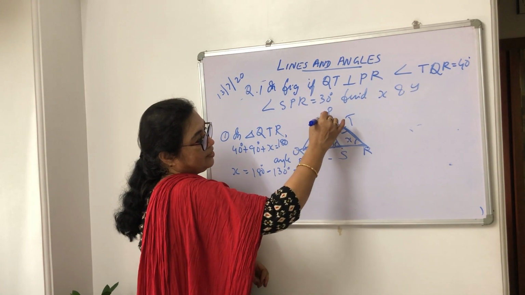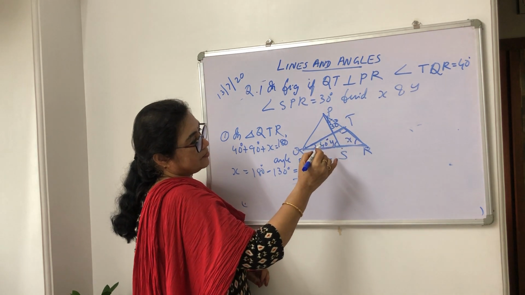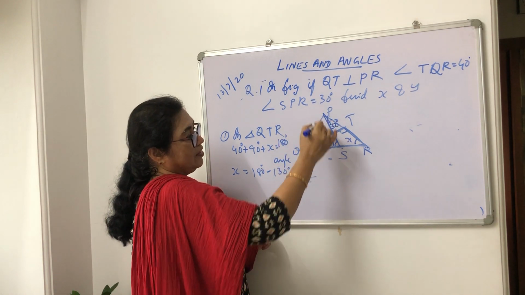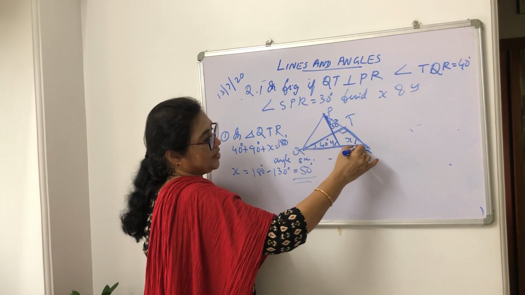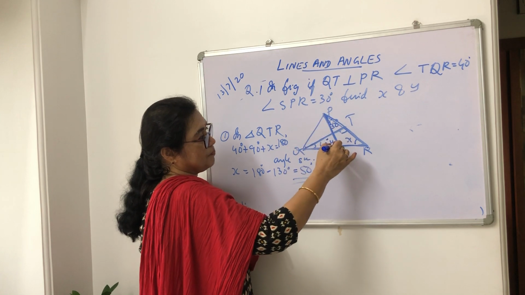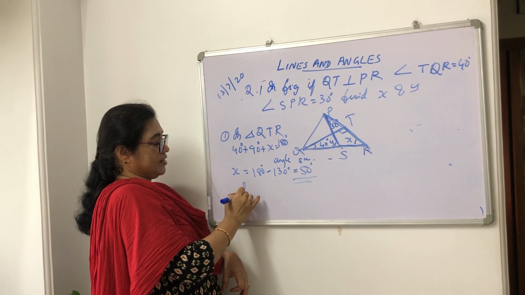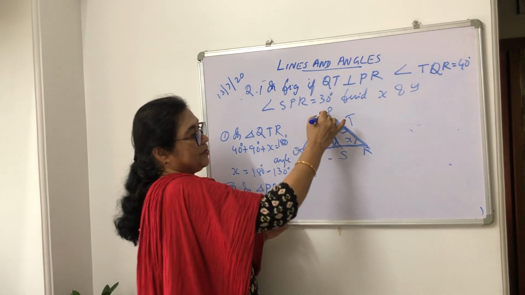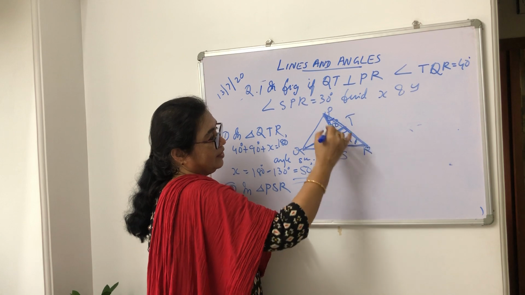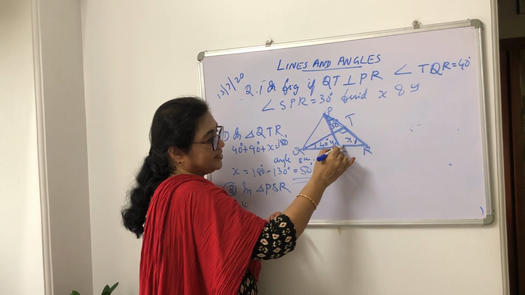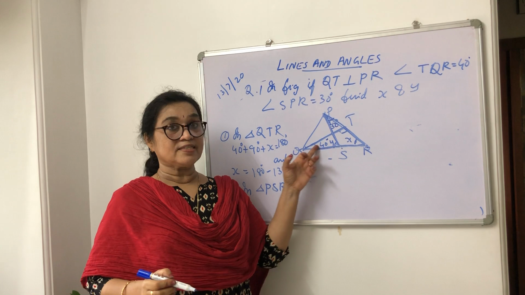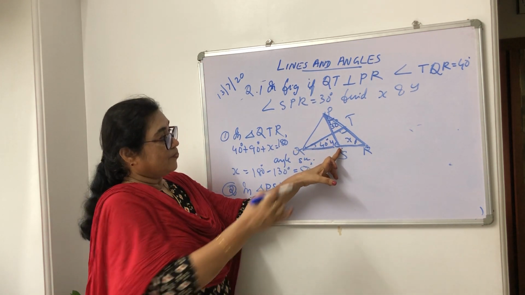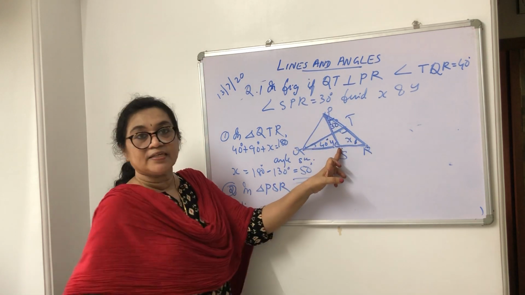Now we take this triangle P. This is 30 degrees, so you need to find out this angle Y. So you take this triangle PSR. So in triangle PSR, see these two angles and this angle is Y. This side RS is extended. So Y is the exterior angle at S. Then what about this P and R? P and R are the interior opposite angles.